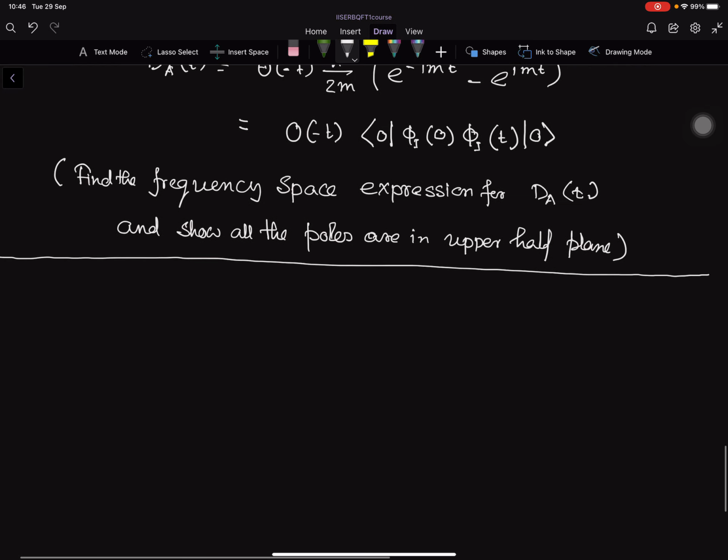Last, and actually this is the most useful thing in quantum field theory, this is called the Feynman propagator.